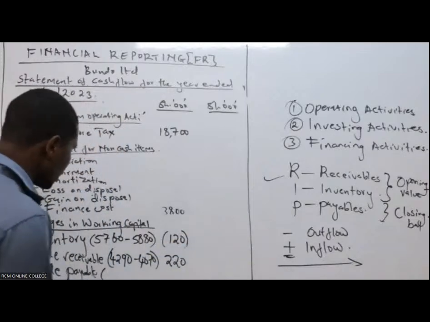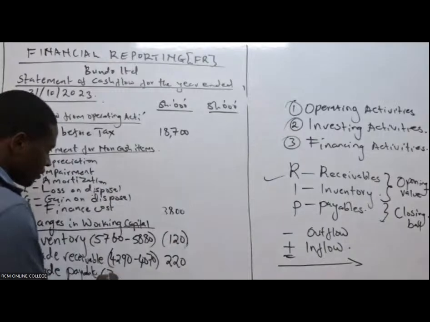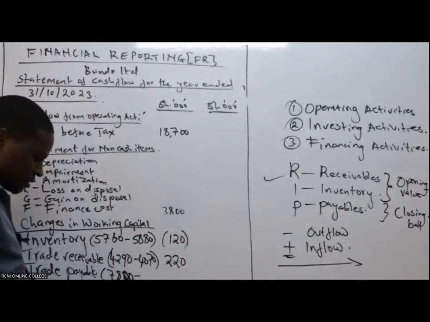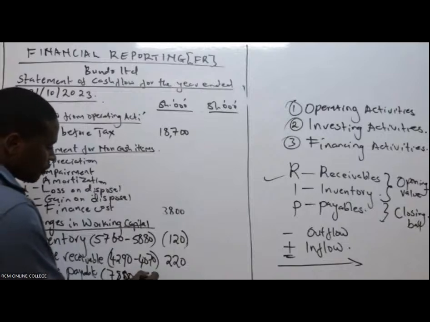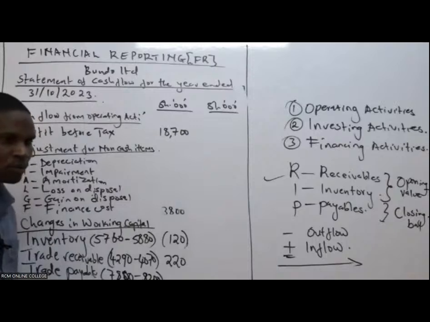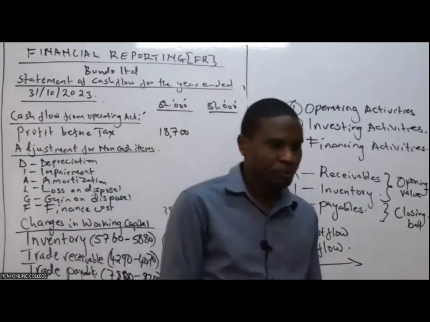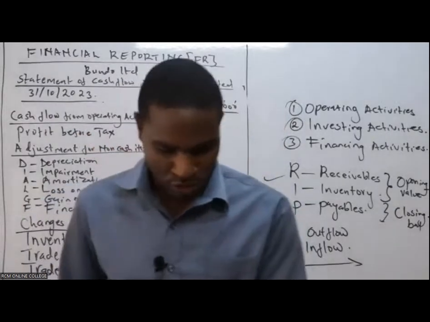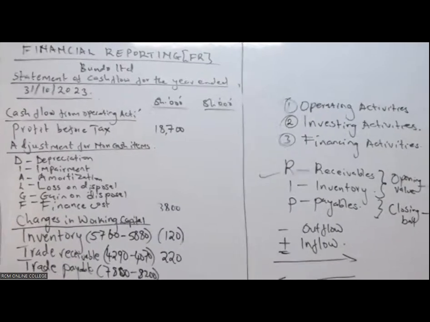So in this case, we're going to look at the closing balance of our trade payable, which is 7,800, minus 8,200. Can you give me the figure, what you get there? What are you going to get? For me to adjust my camera kidogo. What are you going to get?